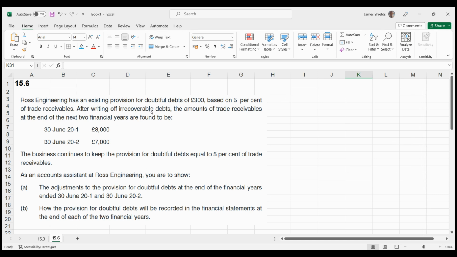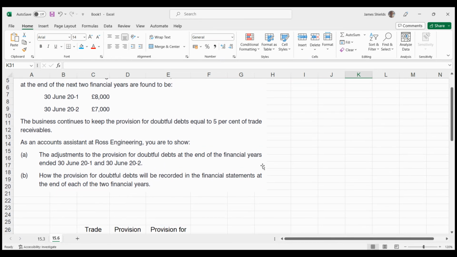After writing off irrecoverable debts, now irrecoverable debts are the amounts they know for definite that they're not going to receive, the amounts of trade receivables at the end of the next 2 financial years are found to be the following. On the 30th of June 2021, the net trade receivables will be £8,000, and on the 30th of June 2022, trade receivables are £7,000. So they both exclude the irrecoverable debts, the debts they know for definite that they are not going to receive. They do not include the provision for doubtful debts.